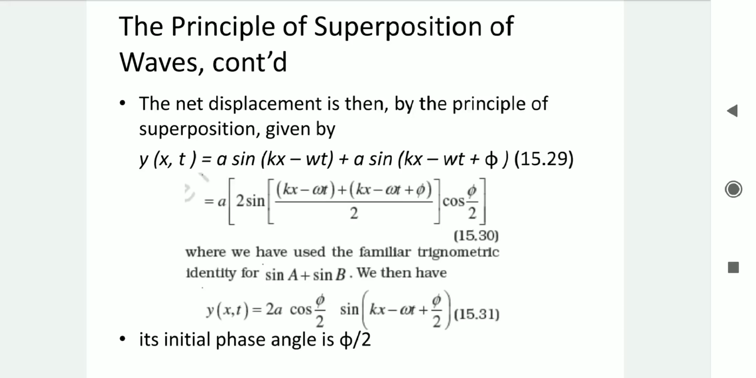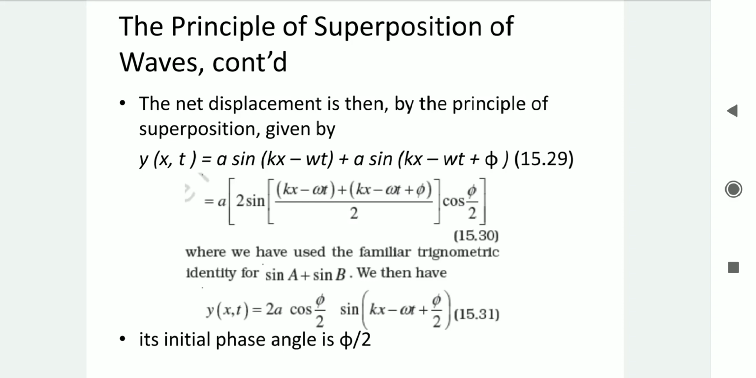A would be common. It will give you sin(kx minus omega t) plus sin(kx minus omega t plus phi). So sin plus sin will give you 2 sin((theta1 plus theta2) by 2) into cos((theta1 minus theta2) by 2). So here, a into twice sine into cosine, giving sin((kx minus omega t plus kx minus omega t plus phi) by 2) into cos(phi by 2). So sine plus sine gives twice sine into cosine function.